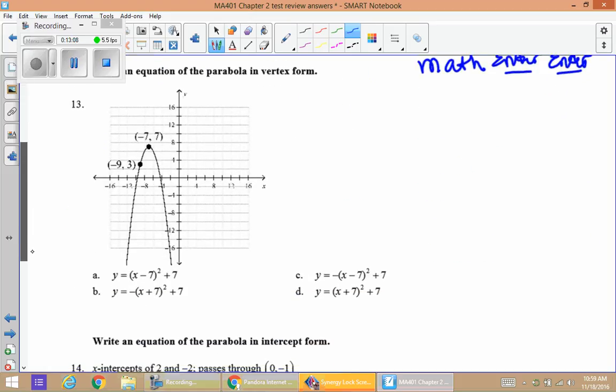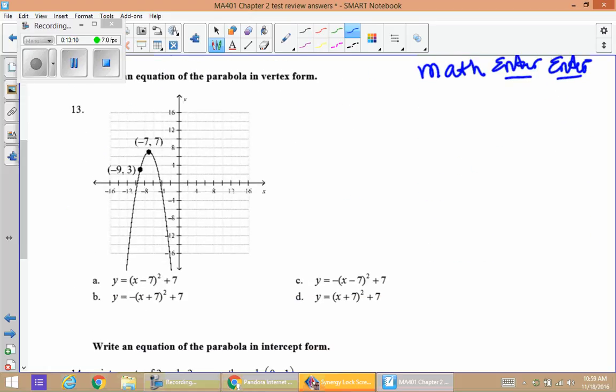Okay, it says write it in vertex form. So here's what you need to remember. The vertex is always the opposite of what you see. So you're looking for a +7. Hey, look, they all have a +7. The next thing is this is going down. So because it's going down, that one is wrong, and that one is wrong. And then like we just said, we want the opposite. So since I see a -7 here, my vertex must be the one with the positive.